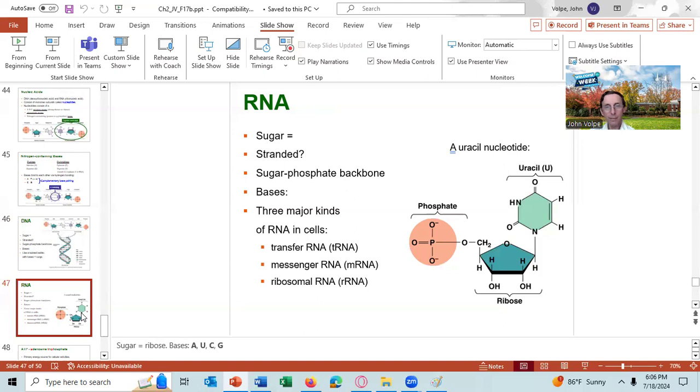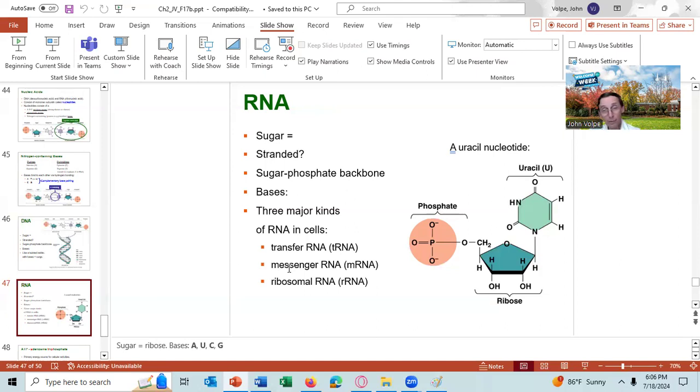RNA does have three major kinds of RNA: transfer RNA or tRNA, messenger RNA or mRNA, ribosomal RNA or rRNA. And each of these RNAs are important in protein translation. And we'll talk about that in a little bit. So that's the importance of the different types of RNA.